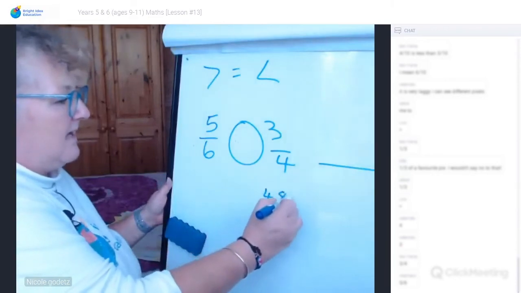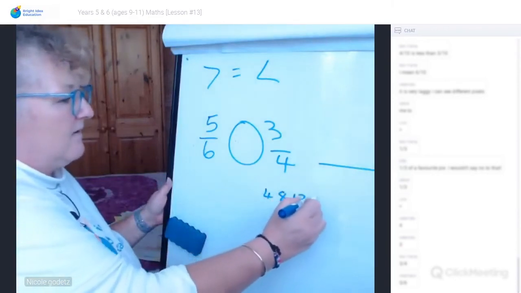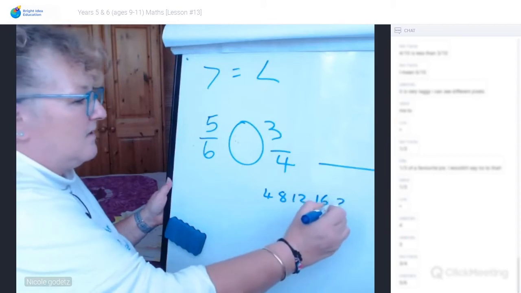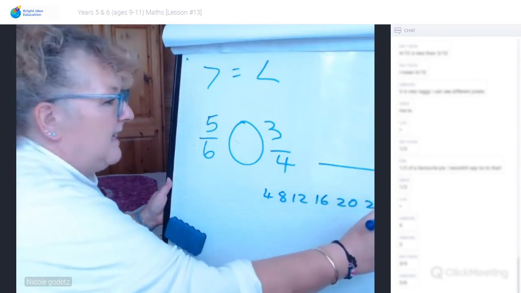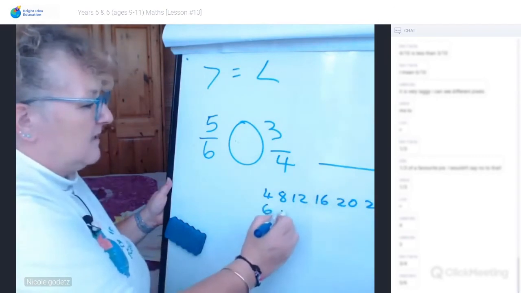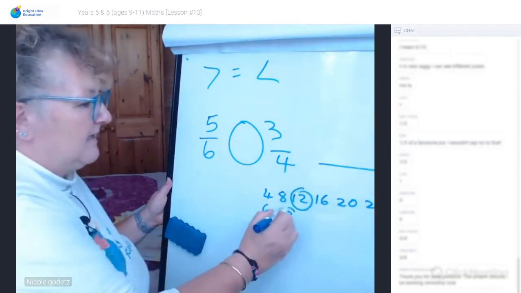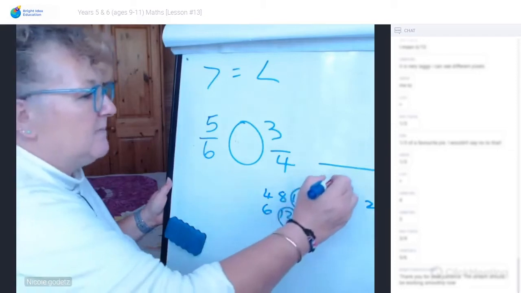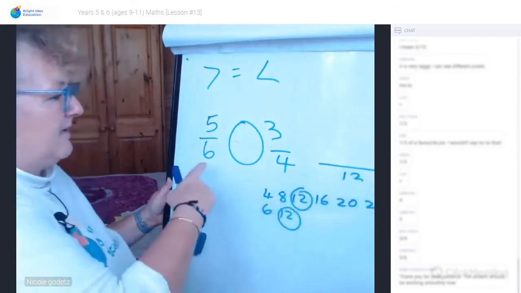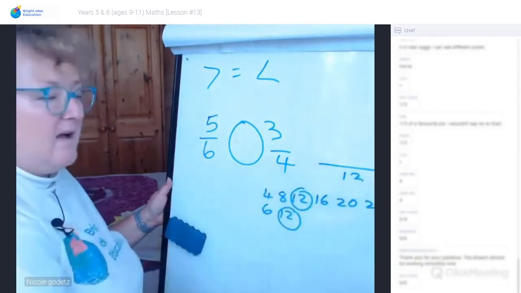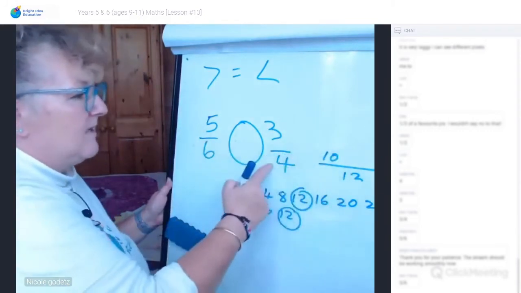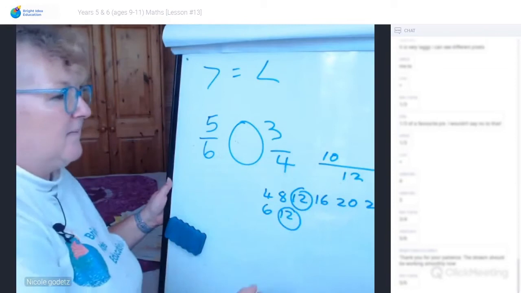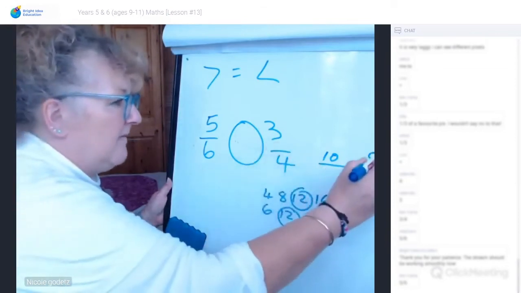4, 8, 12, 16, 20, 24, 28. Let's do 6. 6, 12. Oh, got it already. 12. So let's put them over 12. To put 6 over 12, I had to multiply it by 2. So I've got to do the same above. To put 4 over 12, I have to multiply by 3. So I have to do the same above.